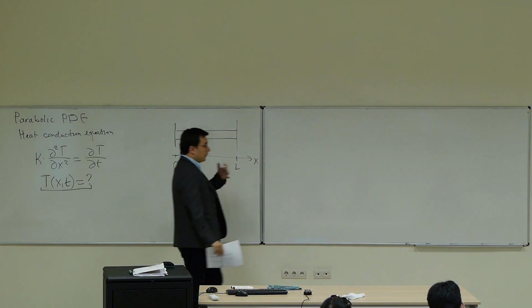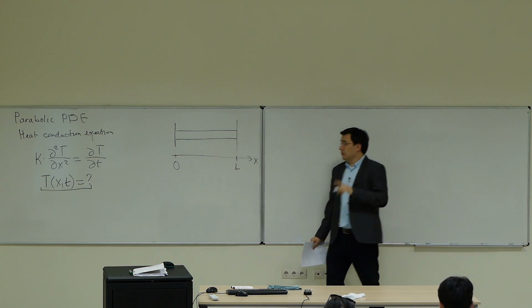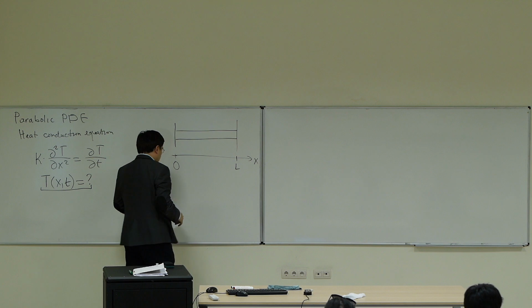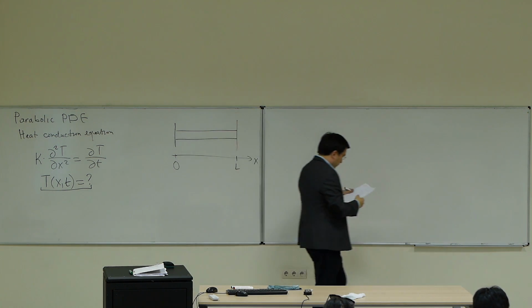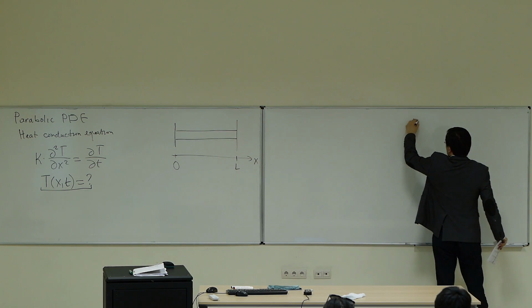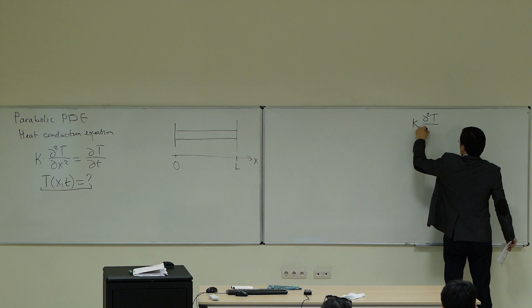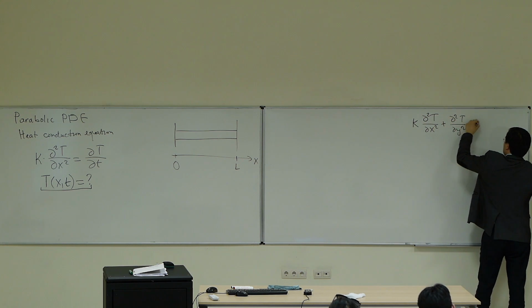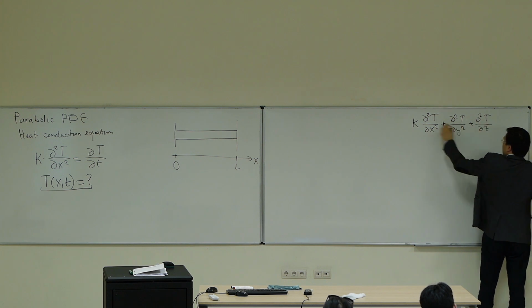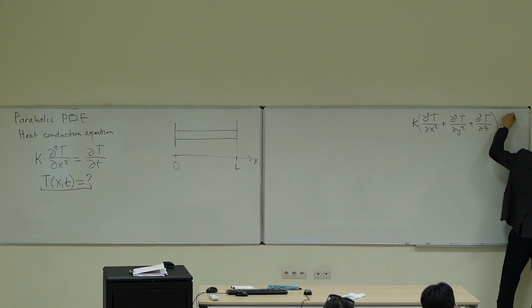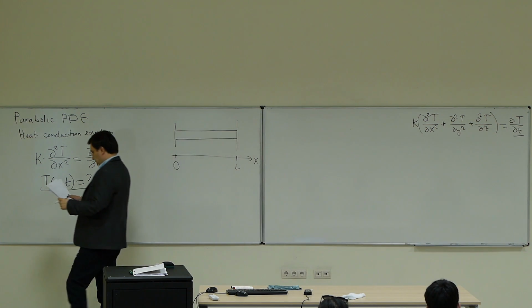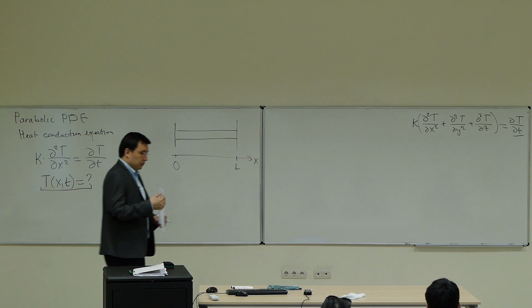If you have more than one space dimension, if there is heat transfer also in this direction and in that direction, then the equation has a different form, of course. Let me write it: k times the second derivative of T with respect to x, plus the second derivative of T with respect to y, plus the second derivative of T with respect to z, and all of that is equal to the derivative of T with respect to time t, where T is the temperature. So we need to solve this equation.